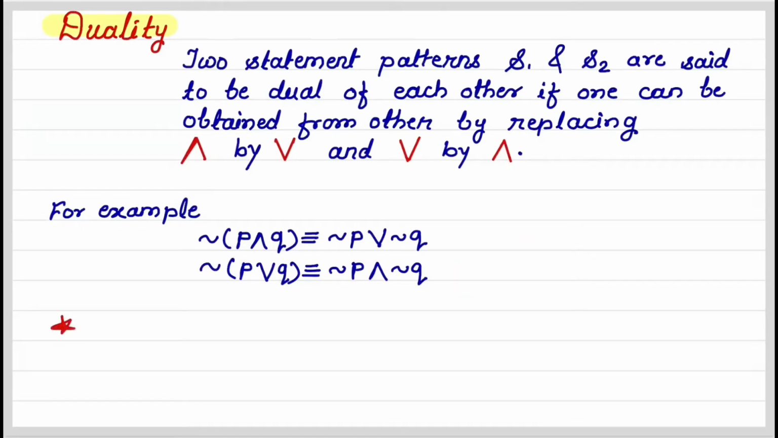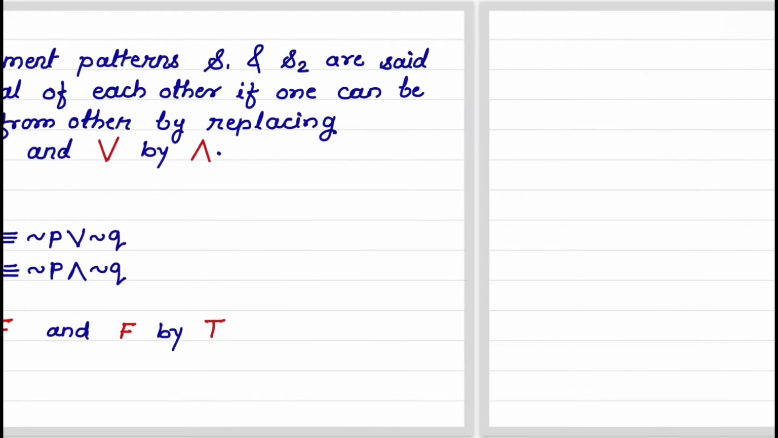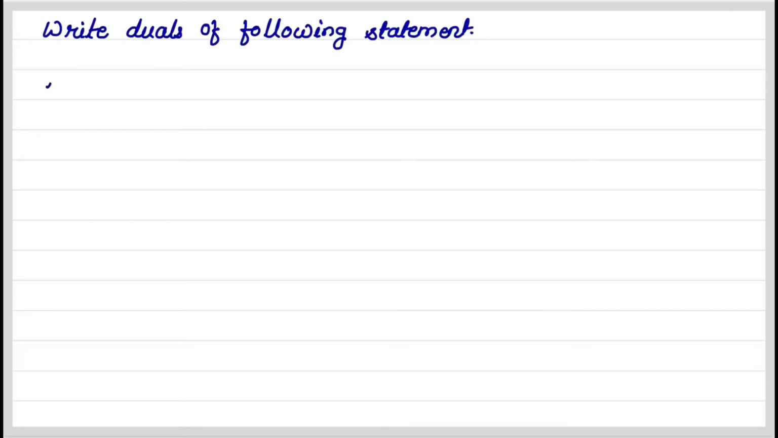The only way is to replace AND by OR and OR by AND. And one more thing we have to remember, we have to replace T by F and F by T. To understand more, we will see some examples to find the dual. Before finding the dual, just remember that we have to replace T by F and F by T, and OR by AND and AND by OR. This much we have to do. First example, P and Q or R.